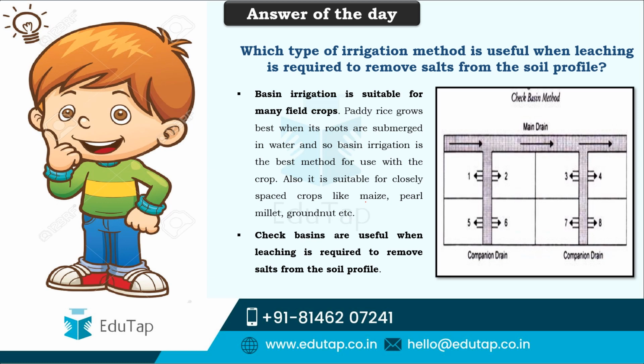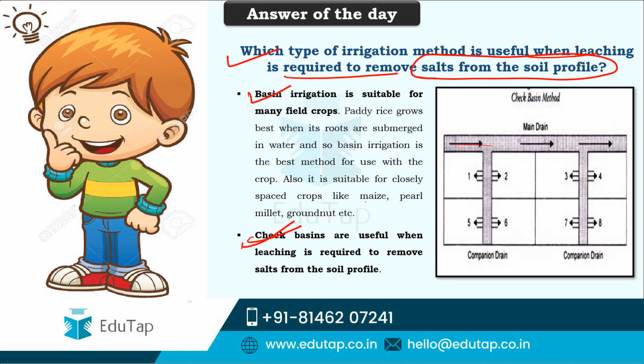So friends, here comes the answer of the day. In the last lecture, I had asked you a question: which type of irrigation method is useful when leaching is required to remove salts from the soil profile? And the most suitable method of irrigation for that purpose is basin or check basin irrigation, as you can see here. This is generally followed for paddy or rice crop under submerged condition.